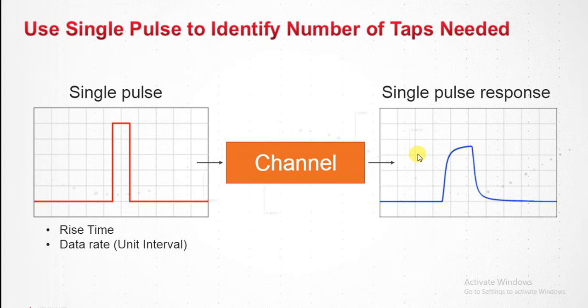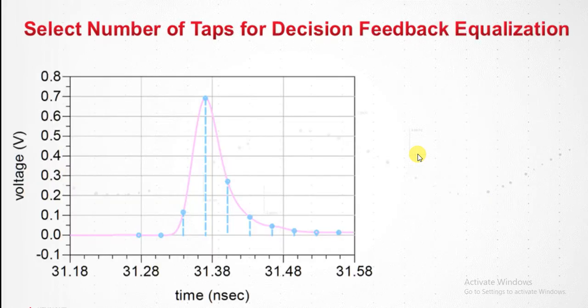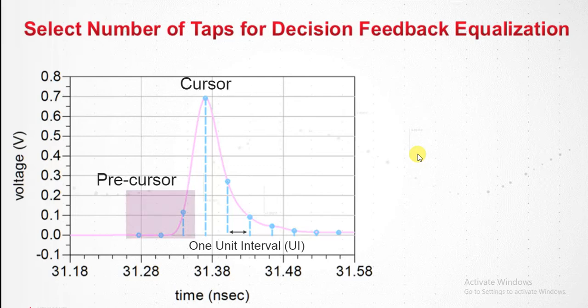Now great, we have the single pulse response. How do we identify the number of taps needed? To do so, we will take a look at an example single pulse. Here I have numbered and separated them using unit intervals. These little circular marks you see on the plot are separated by 1 unit interval. Now if we name the maximum the cursor, whatever comes before it is the precursor. Whatever comes after is the postcursor.